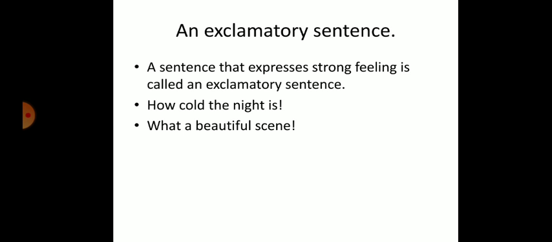The next type of sentences that we are going to read today is the exclamatory sentences. What are exclamatory sentences? These sentences describe sudden feelings of happiness, sadness, or surprise. So, a sentence that expresses strong feeling is called an exclamatory sentence. How cold the night is! What a beautiful scene! What a wonderful place! All of these are conveying some feeling or expression of joy, happiness, or surprise.